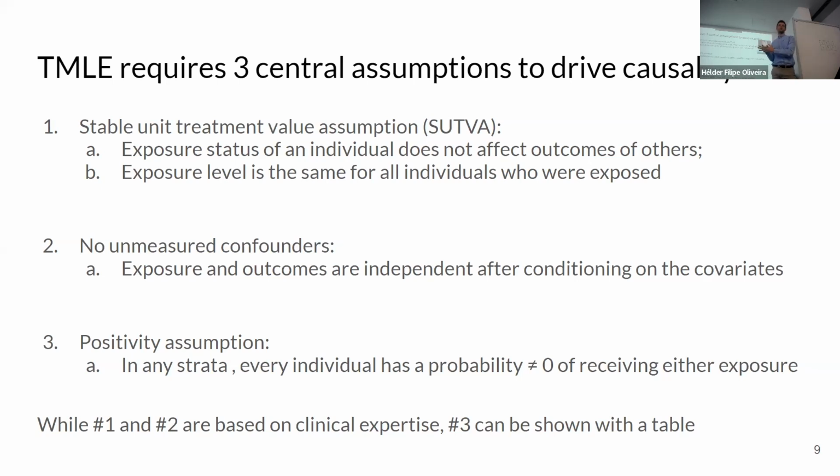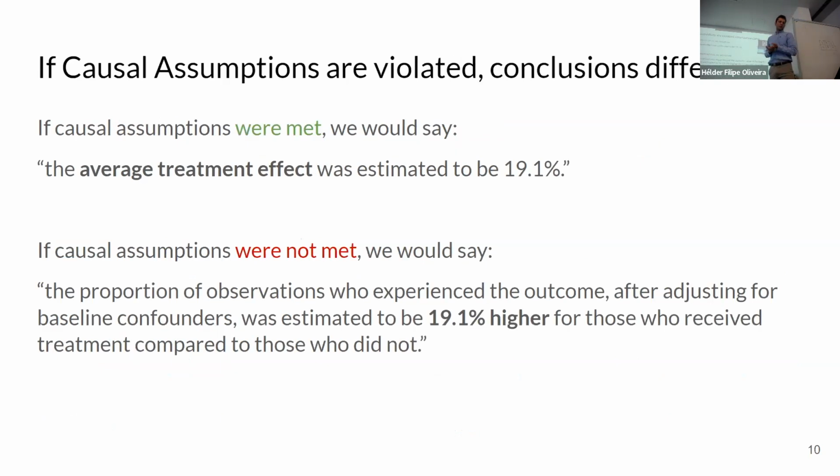And that's the only assumption that we can show. The other ones are shown by clinical expertise, shown or reasoned by. So if these are violated, we cannot try causal effects, but we can say something like the proportion of observations who experience the outcome after adjusting for baseline confounders verified, let's say 20% higher for those who receive the treatment versus the ones that didn't receive it.